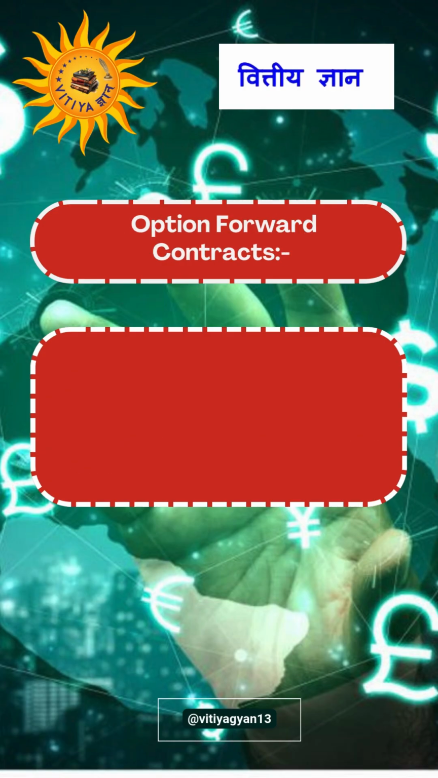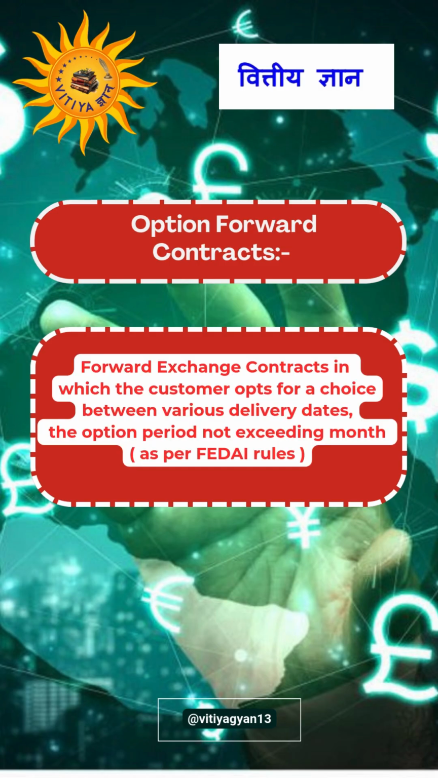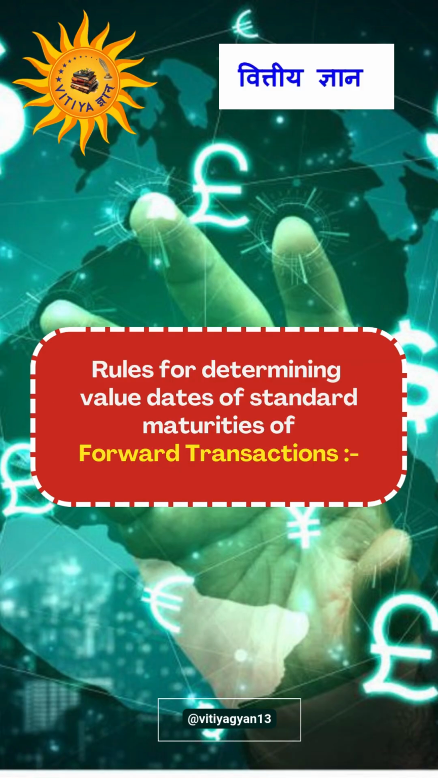The next one is option forward contracts. That is, forward exchange contracts in which the customer opts for a choice between various delivery dates. The option period does not exceed a month as per the rules. There are certain rules for determining value dates of standard maturities of forward transactions. Let's understand them one by one.